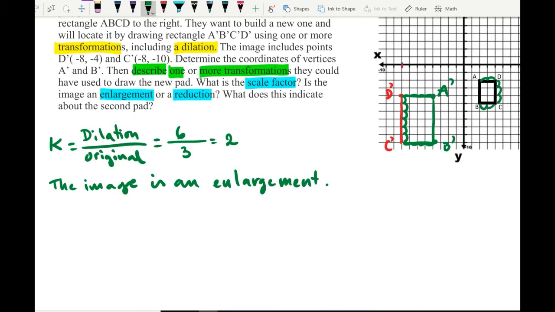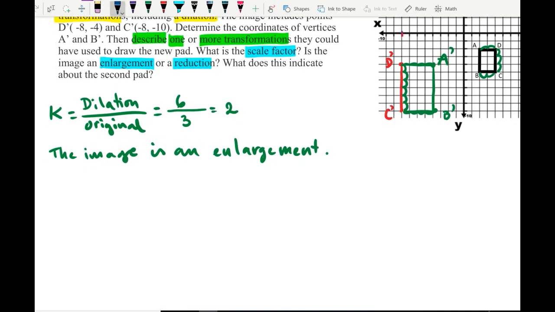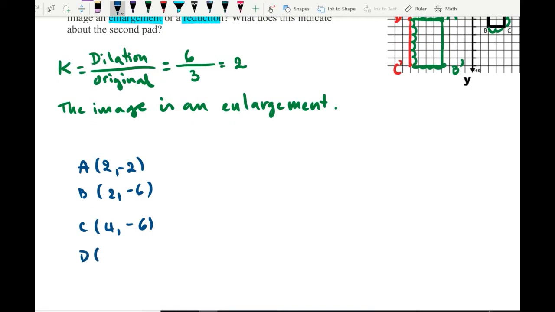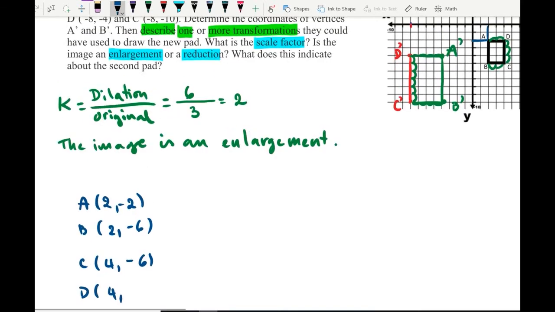Now we know this. We're going to first write down the coordinates of A, B, C, and D. Coordinate of point A is (2, -2). Coordinate of point B is 2, and you go down 6, so (2, -6). Coordinate of point C is going to be (4, -6), negative because you go down. And point D is (4, -2).